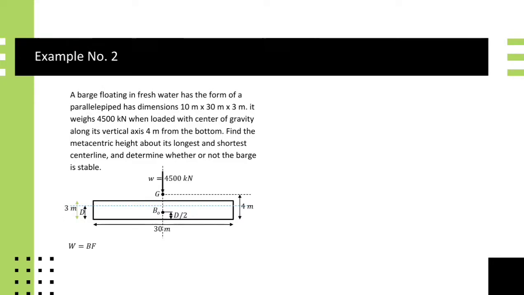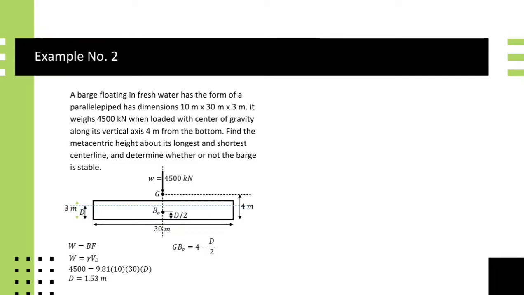So, W is equal to BF lang yan. Buoyancy lang yan. May weight kang binigay na 4,500. And then, BF is gamma V D. So, how to solve that? W is 4,500. Ang ating gamma for fresh water is simply 9.81. And then, the volume of the drop, which is 30 by 10 by D. 4,500 equals 9.81 times 10 times 30 times D. So, solving for D, you will get an answer of 1.53. Yun lang ating draft, which is 1.53.